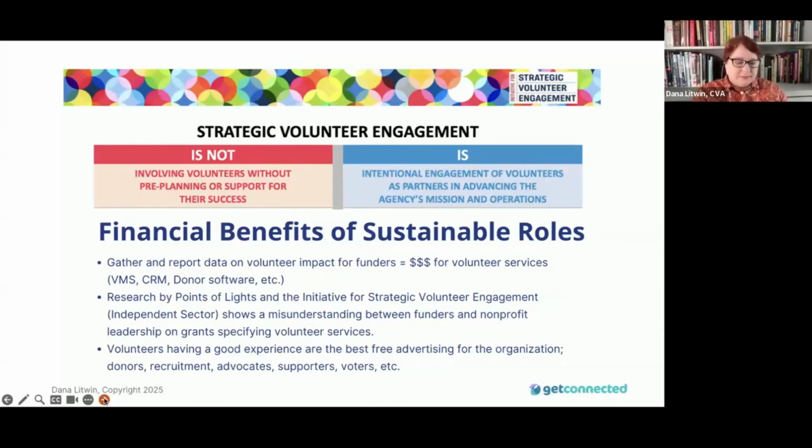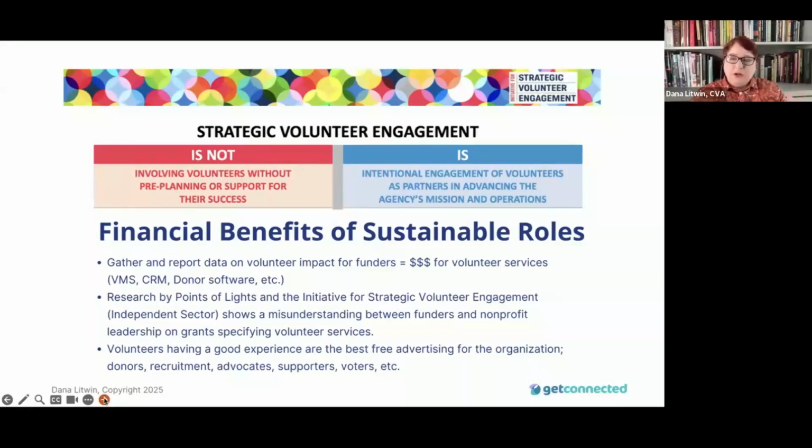There's some very real financial benefits of sustainable roles, and we've got links in our resources in a second to more deeper research that we mentioned here. But use your volunteer management software, any other kind of CRM, donor software that you've got to gather and report data on volunteer impact for funders.